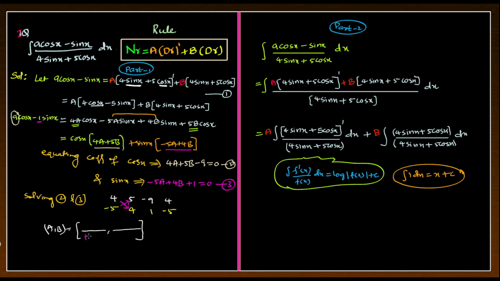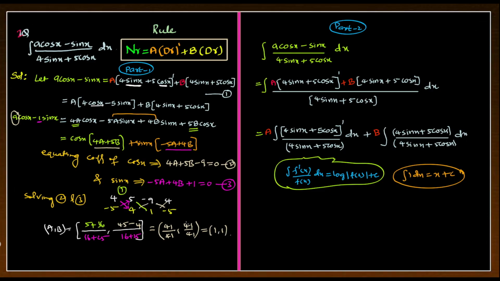So 4 4s are 16, minus of minus 5 5s are 25. First determinant, we have to write both the denominator, AD minus BC. Now the middle one, 5 1s are 5, minus of minus 4 9s are 36, and the last one, 9 5s are 45, minus 1 4s are 4. So 5 plus 36 is 41. 16 plus 25 is 41. 45 minus 4 is 41. So 41 by 41, 41 by 41, 1 comma 1. So these are the values of a and b.